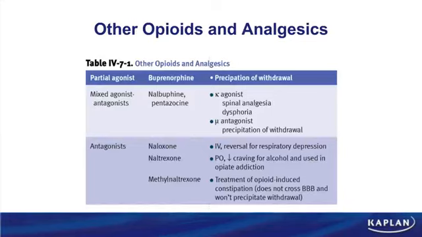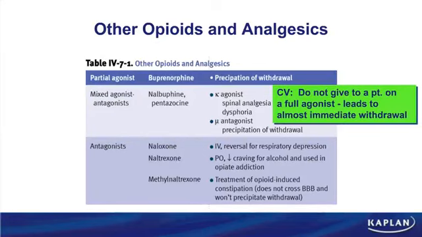But what if it's heroin and you put them on a drug like pentazocine? Pentazocine blocks the mu receptor, and that can block the action of the heroin, precipitating withdrawal. So these three drugs, buprenorphine, nalbuphine, and pentazocine, can precipitate withdrawal if the patient takes them with a full agonist at the same time. So my note reminds us, do not give any of these three drugs to a patient on a full agonist. You get almost immediate withdrawal.